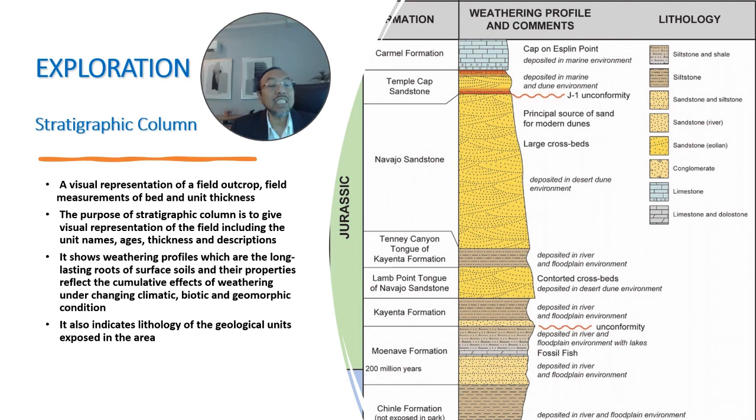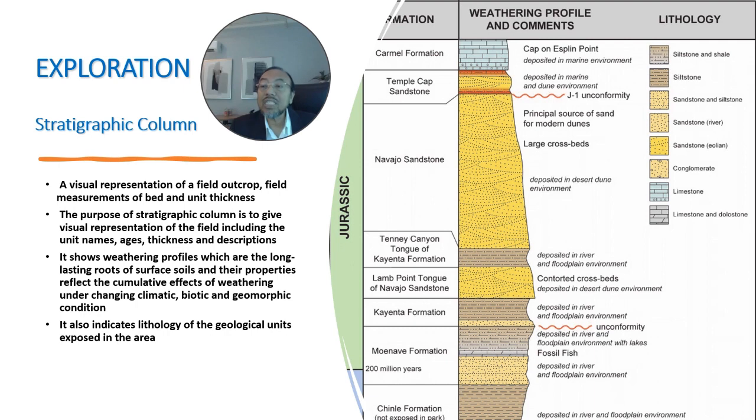It also indicates the lithology of the geological units exposed in the area. A typical stratigraphic column shows a sequence of sedimentary rocks with the oldest rocks on the bottom and the youngest on top. In the weathering profile, you can see formation of siltstone, shale, sandstone, conglomerate, and limestone.